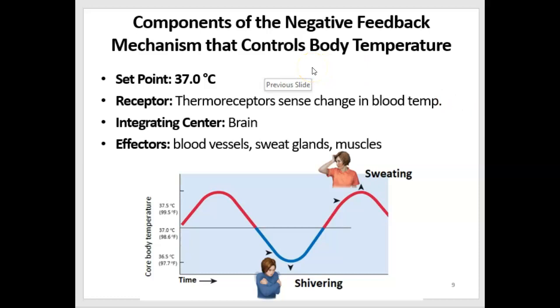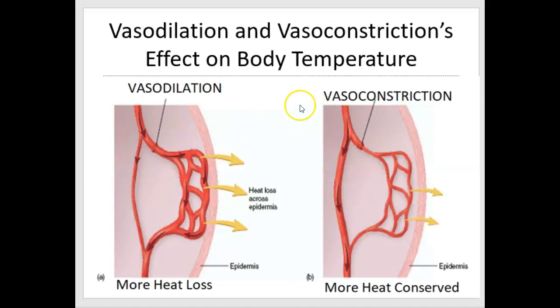So with our previous example with body temperature, the set point was 37 degrees Celsius. The receptors are called thermoreceptors, and they sense a change in blood temperature. And the integration center is the brain. The effectors that have the corrective ability are blood vessels, sweat glands, and muscles. So I'm going to talk a little bit about how blood flow through blood vessels can actually help control body temperature.